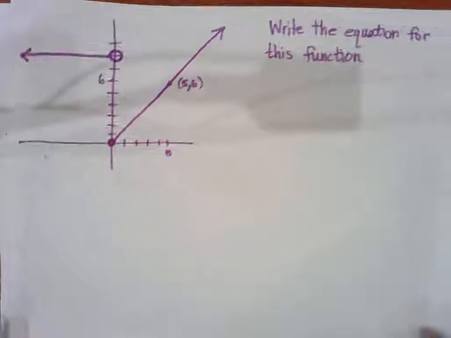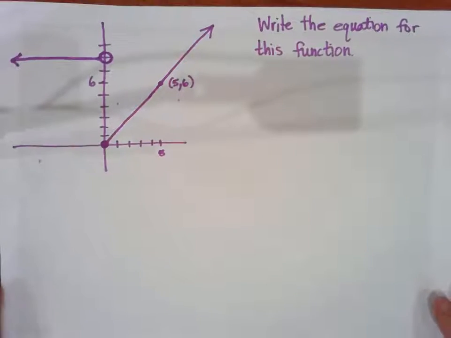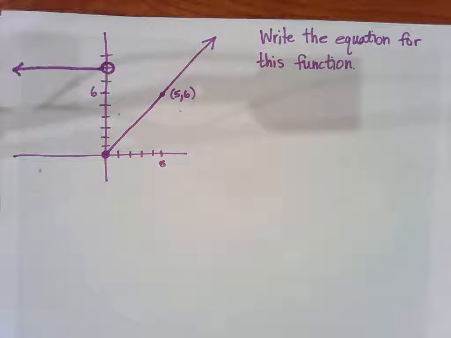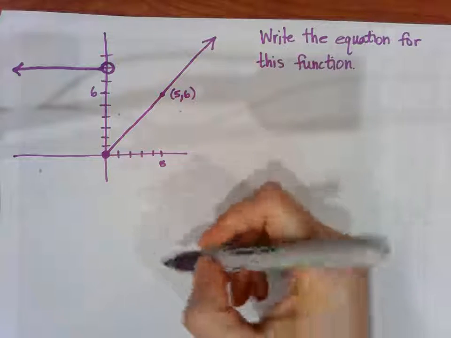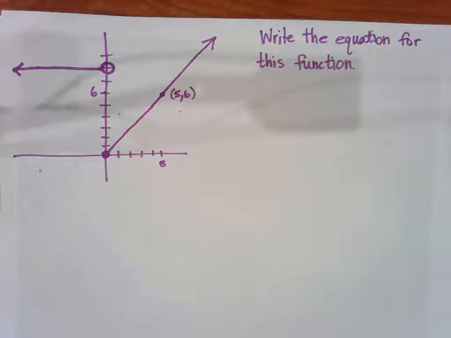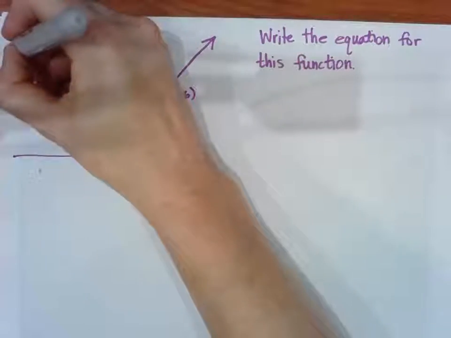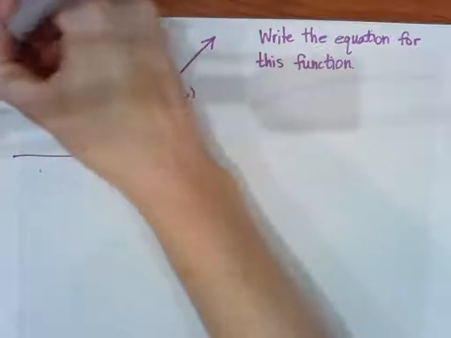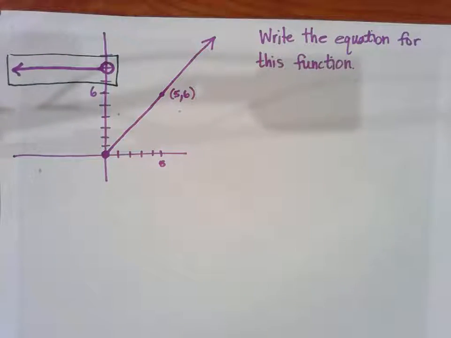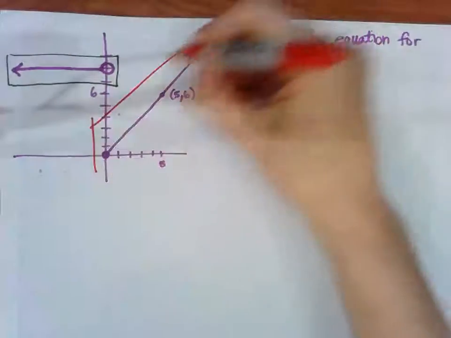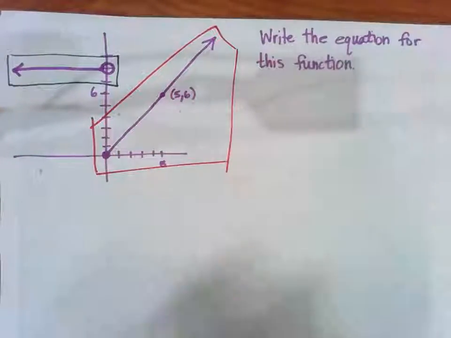Okay, so let's do another one. We want to write the equation for this function. Well, this one's even maybe easier. It's got two pieces. Okay, so I'll just go ahead and box them. We've got this portion here, and we've got this portion here. So we've just got two pieces.